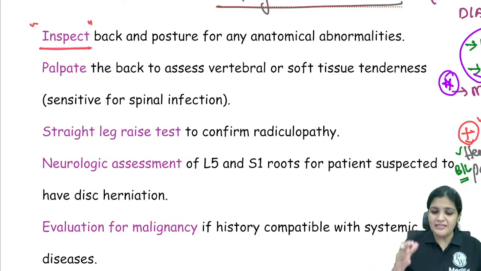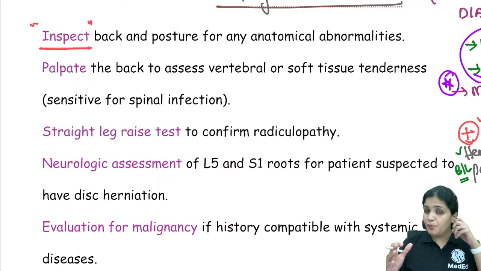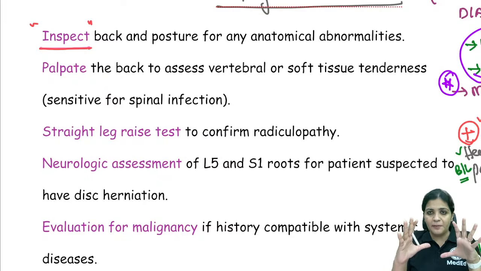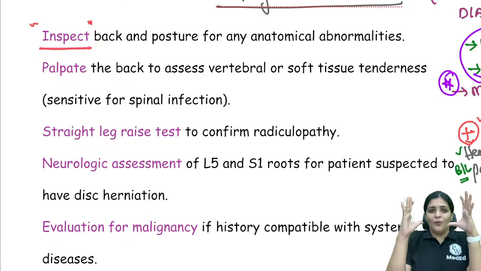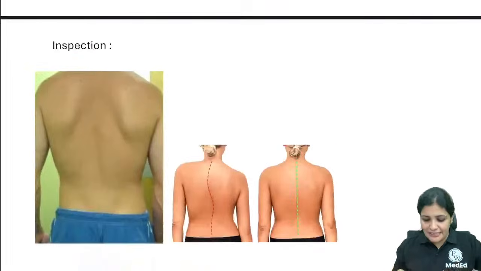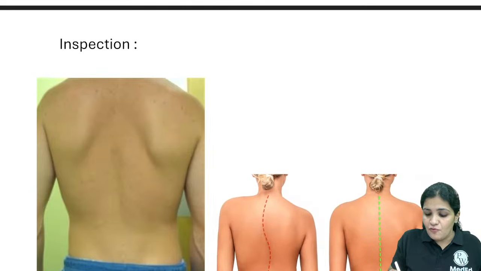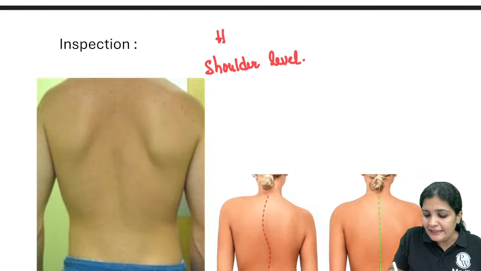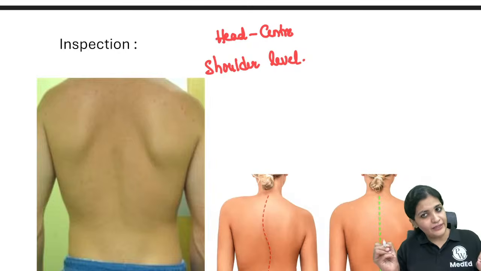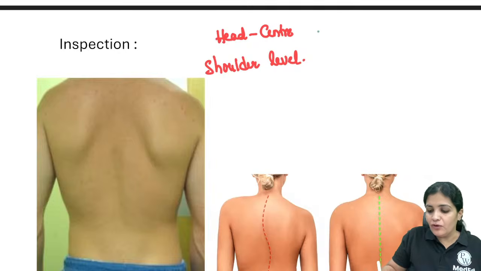Okay, so this is the one thing which you have to do. You have to expose the complete area which you want to inspect, and ask the patient to stand in the anatomical position. Once the patient is in anatomical position like this, you have to inspect the shoulder level. Are the shoulders at the same level? And the head in the center. The head should be in the center, with no tilting of the head. Whenever there is any tilting of the head, you can think of torticollis.